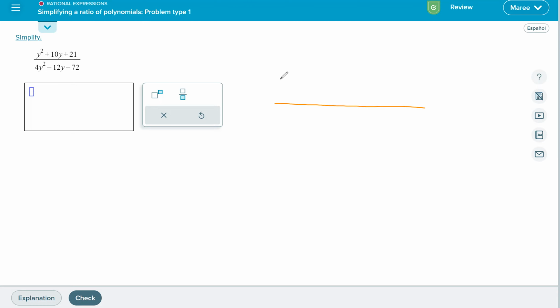So in the numerator, we can factor that trinomial into y in each one, and we need two factors of 21 that add to 10, and that would be 7 and 3.